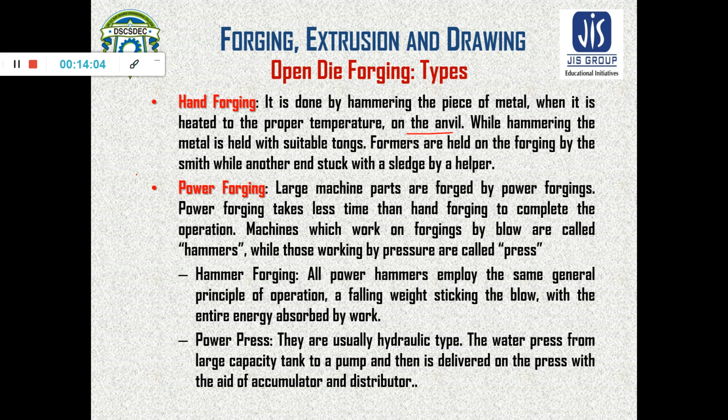Next, the advanced version of this hand forging is power forging. Large machine parts that should be forged cannot be made by using hand, so that is forged by power forging. Power forging takes less time than hand forging to complete the operation, and machines which work on the forging by the blow are called hammers, while those working by pressure are called press. That we will come to in the next topic.